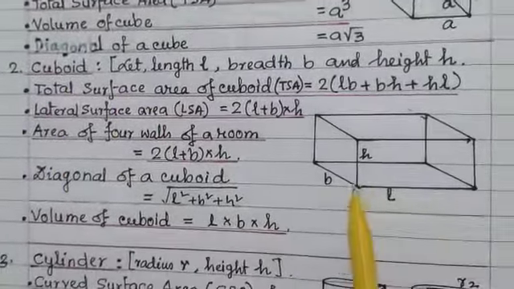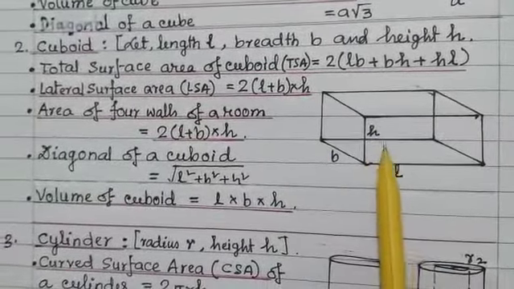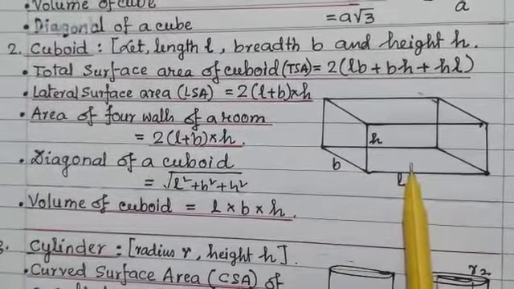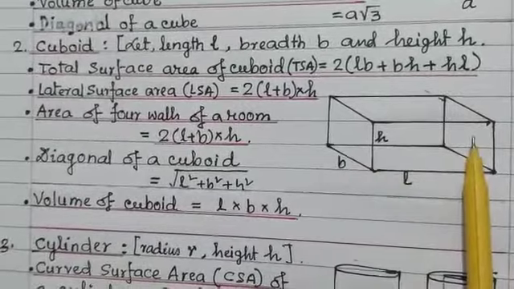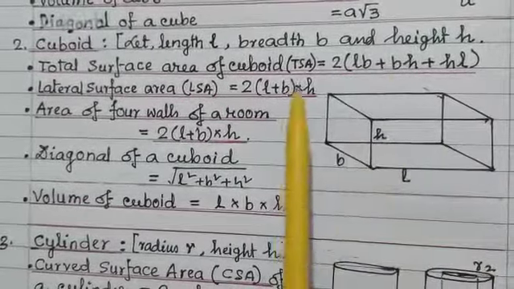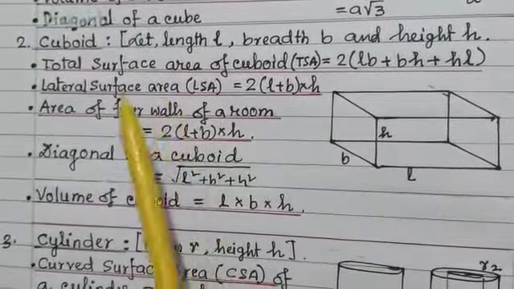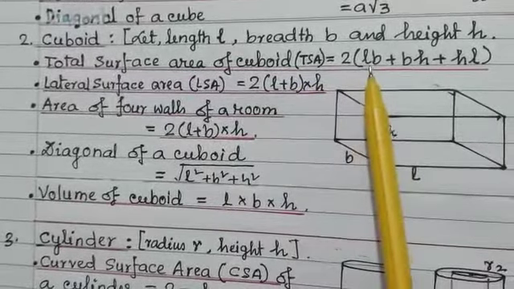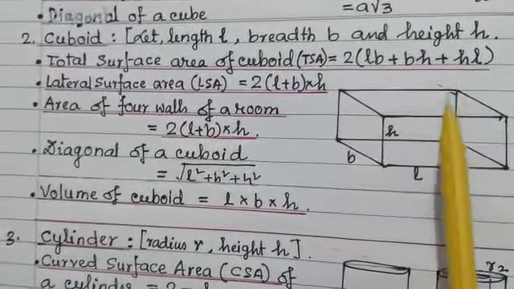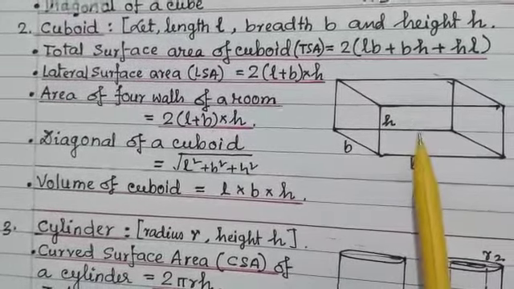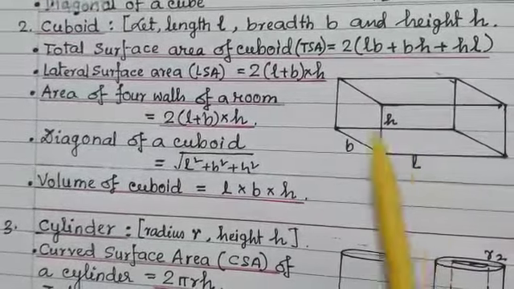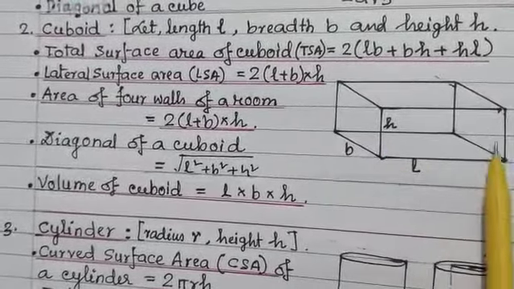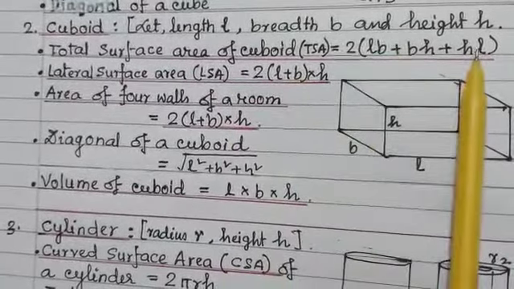Next formula is the cuboid. There are length, breadth and height of the cuboid. So for the total surface area of the cuboid, there are 2 faces of the same area, front and back faces of the same area, and the remaining faces also the same area. So the total surface area of the cuboid is 2 into length into breadth plus breadth into height plus height into length. This one is length into breadth, this one is breadth into height, and this one is length into height. So this is the total surface area.